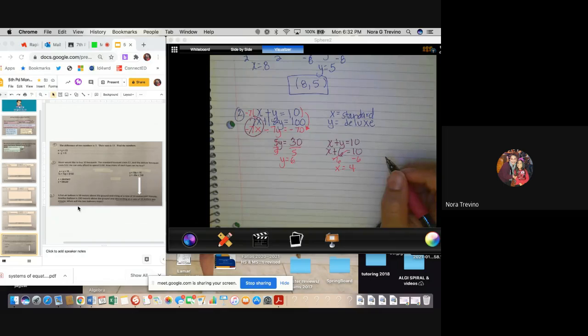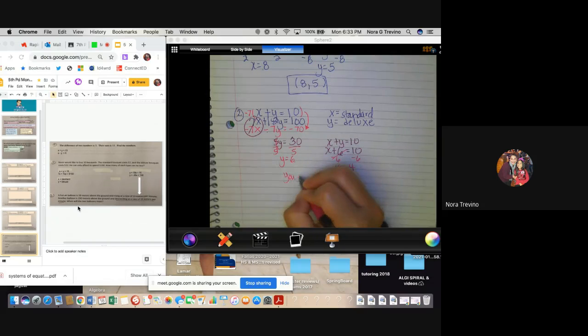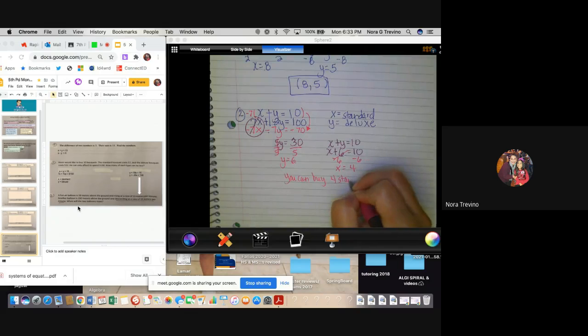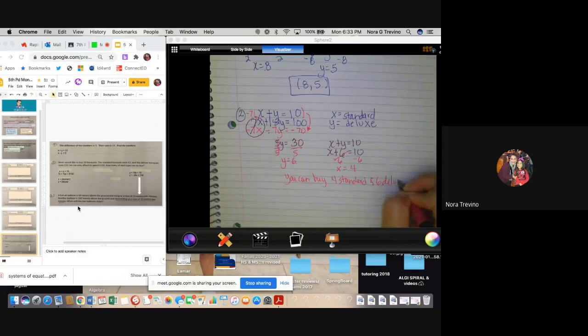The question said, how many of each type of bouquets can you buy? Well, you can buy 4 standard bouquets and 6 deluxe bouquets. That's what it means.